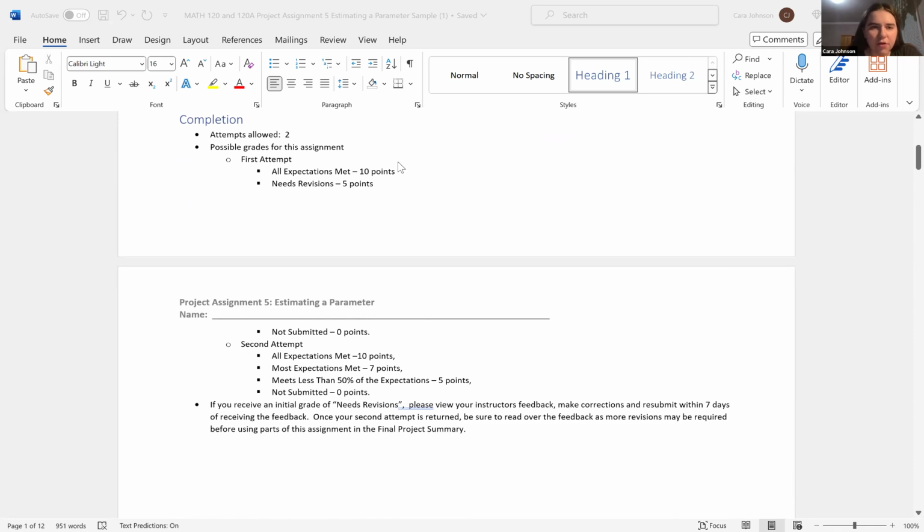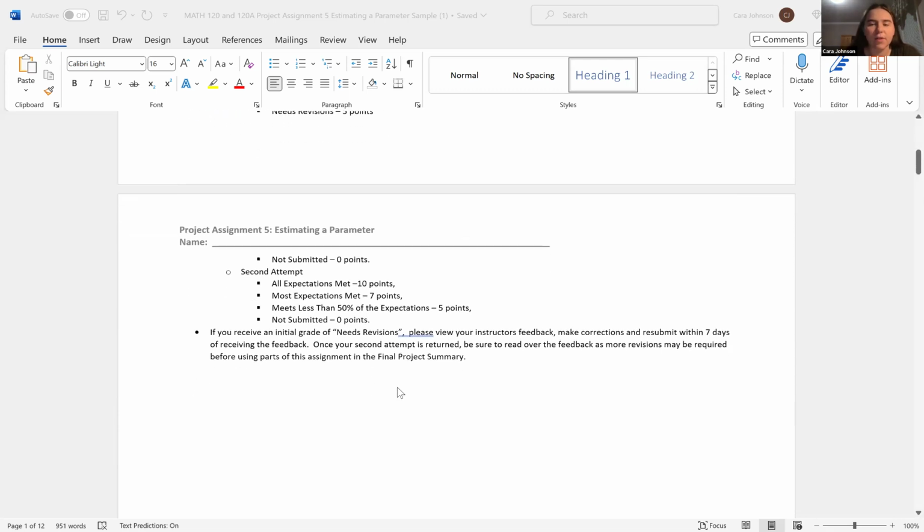And as with all the projects, you get 2 attempts. The first attempt, if you get everything right, you get 100%. If not, you get a 50% until you make the changes I ask you to make, and then you should get 100%. If you want to see what constitutes the other grades, then you can look at the rubric and see that. You have a week to make the revisions with my feedback.